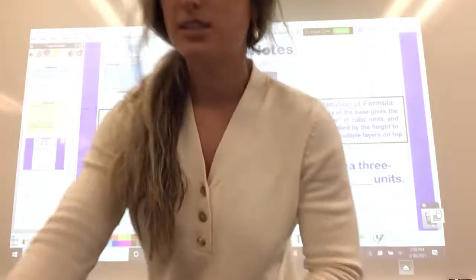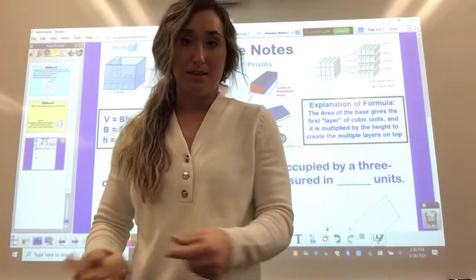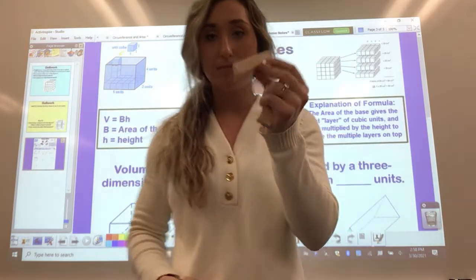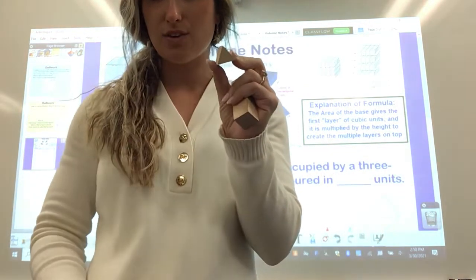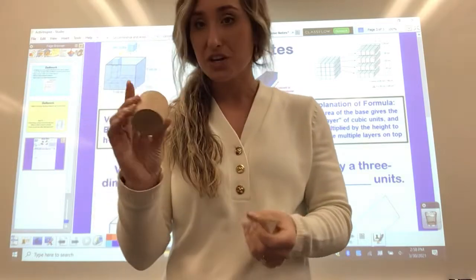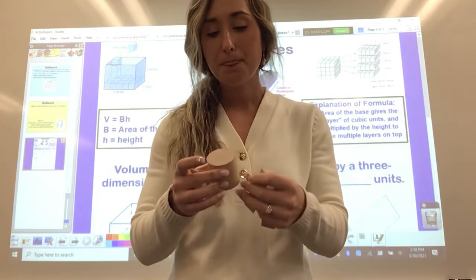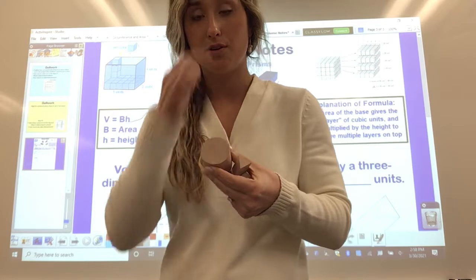And remember, the base of our prism is the shape that it is. So this is a triangular prism. The base would be this triangular face. This is a cylinder, kind of like a circular prism. So the base would be the circle.